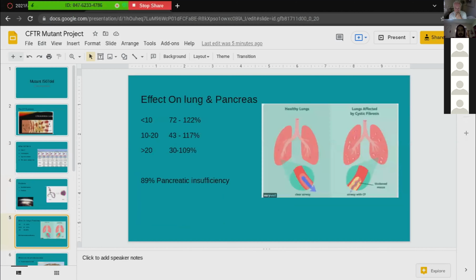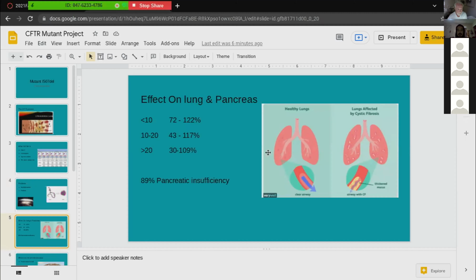Effects that this mutation has on the lungs is that it creates a thick layer of mucus in the airways of the lungs. On the left side of the picture, you see healthy lungs, and the airways are very open and clear, versus on the right side where you can see the airway is really clogged and small, not letting enough air get to the lungs.